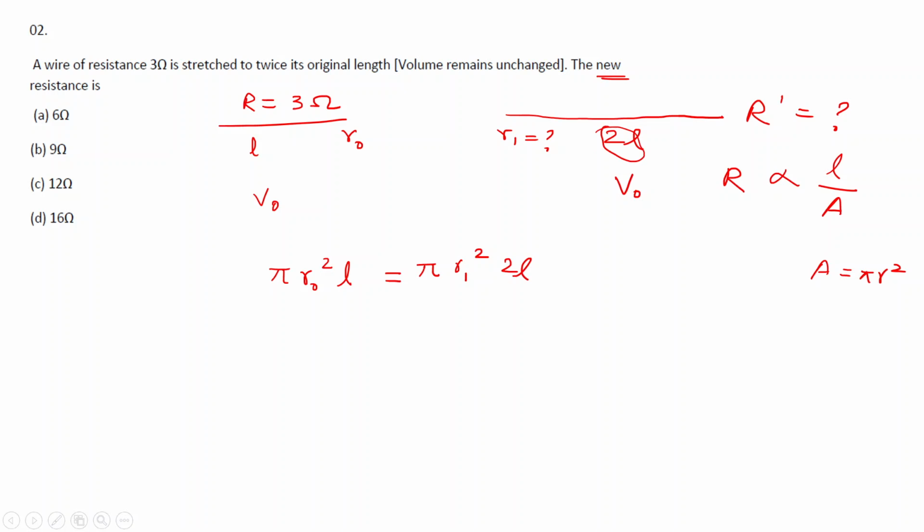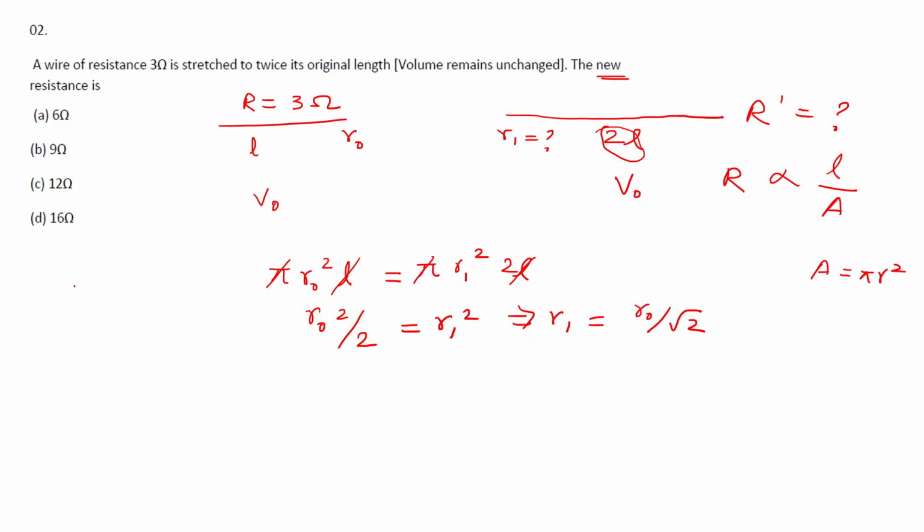Now we'll find out the value of R1 out of this. So this pi will cancel, L will cancel, so R0 square times 2 is R1 square. This means this new radius is R0 divided by root 2. This is the new radius.